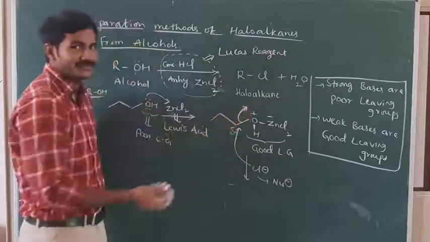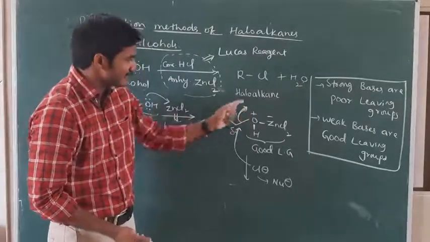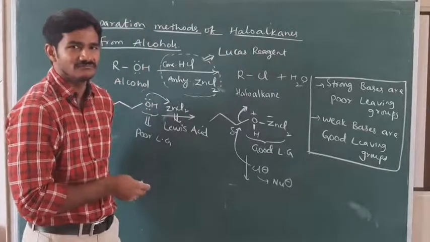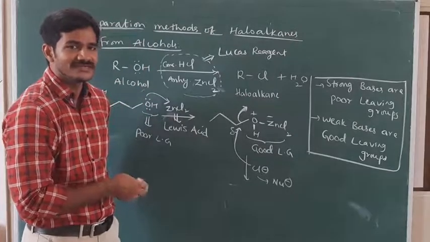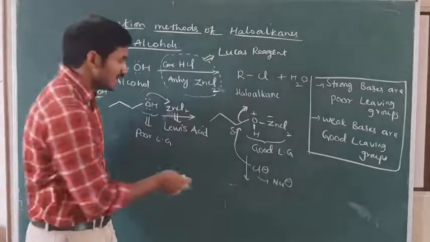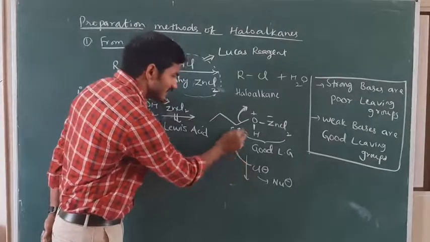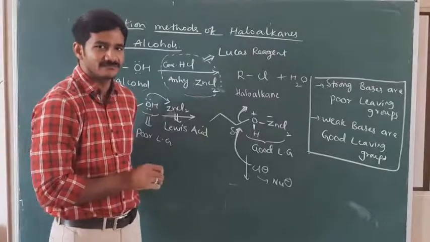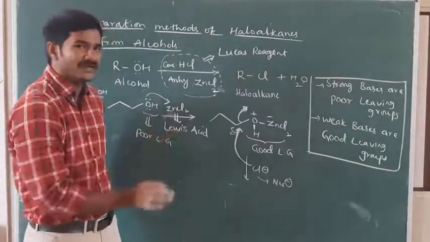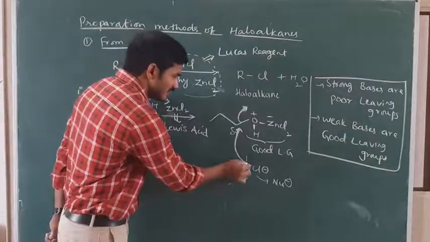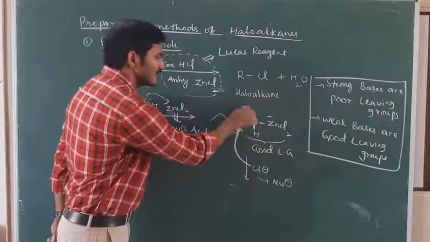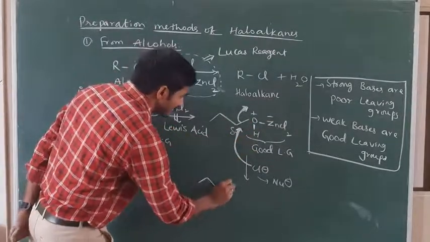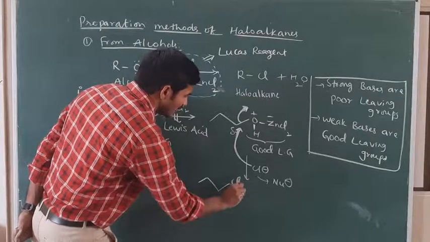It will not directly eliminate, because if we directly eliminate, we get the primary carbocation, which is too unstable. So it cannot generate the primary carbocation. As soon as this Cl minus attacks here, this is eliminated in a single step, like the SN2 mechanism. We don't get any carbocations here. When this group is eliminated, the resulting product we get is a chloroalkane.